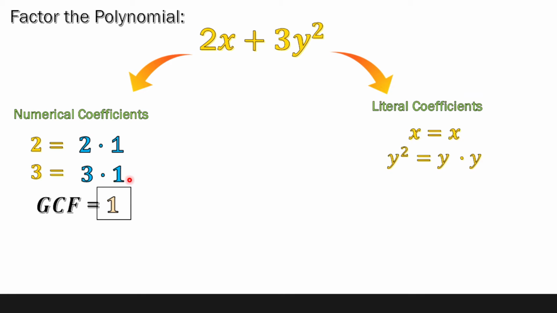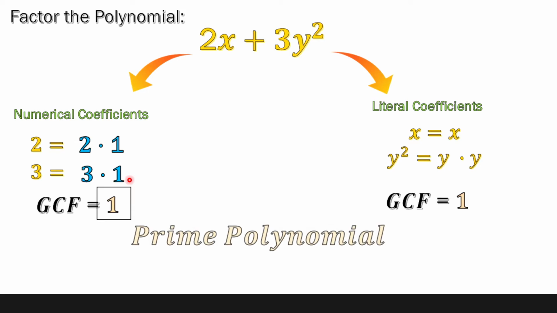Panoorin nyo ang gagawin ni Sir. X, ang literal coefficient o yung mga letters naman, x is equals to x, y squared is y times y. Ang kanyang GCF ay 1 din. Kasi lahat naman niya may middle na 1. So, kanina, pag 1 ang GCF, pinatawag siya na, ano tawag sa kanya? Relatively prime. Ngayon, dahil polynomial na siya, pinatawag na siyang prime polynomial. Okay? Next.